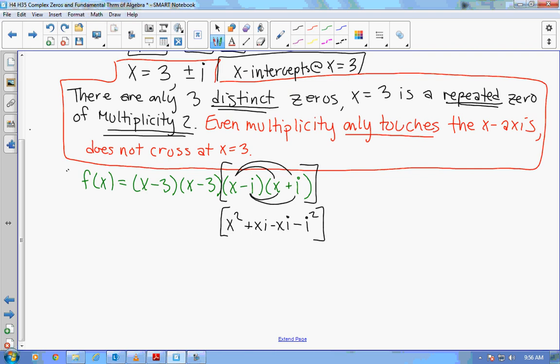Does anything cancel? Yeah. The middles cancel. And if they are conjugates, you should expect to see that. So we get x squared minus i squared. But what is i squared? So this is minus a negative 1, which means plus 1. See, that came out really nice.